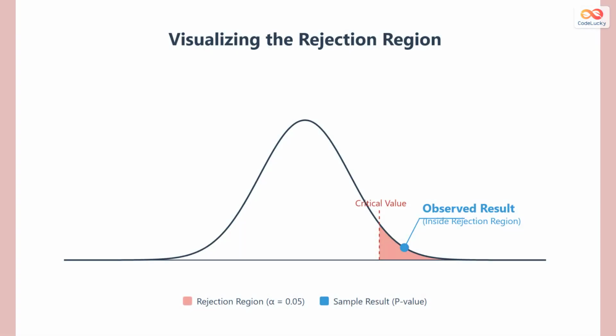Let's visualize this on a bell curve. The curve represents all possible outcomes if the null hypothesis is true. The shaded red area on the right is our alpha, the critical region of rare outcomes. If our test result falls into this red zone, it means our p-value is smaller than alpha. In this visual, the blue dot represents our observed result. Since it falls inside the rejection region, it is too extreme to be considered normal variation.